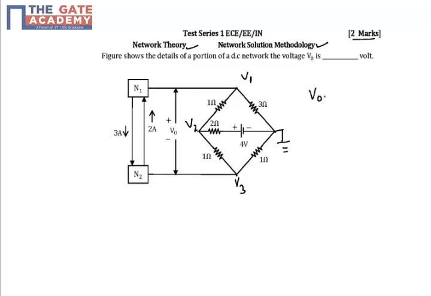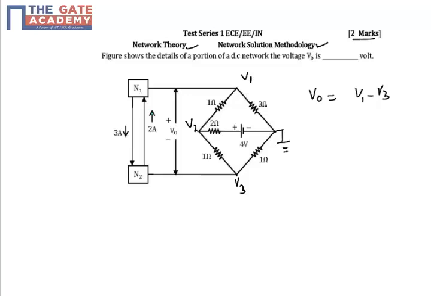So what is my V0? V0 is basically V1 minus V3, right? The difference between V1 and V3. So we need to calculate the values of V1 and V3. Okay, so just look here, this is node N1.